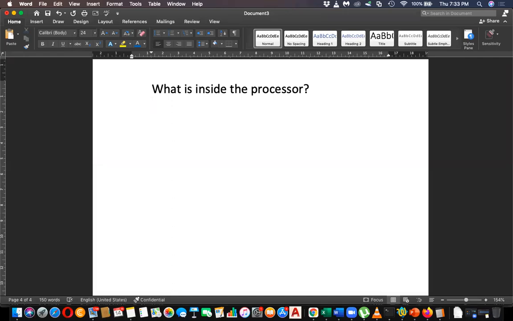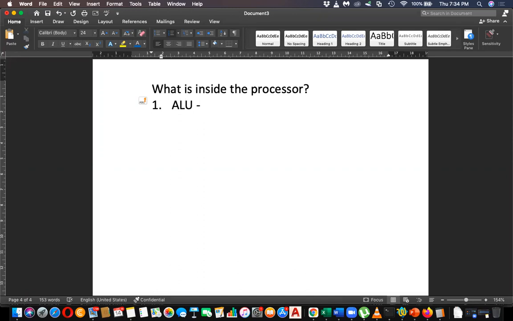The first component inside the processor is called ALU. Can anyone remember the name ALU? What do you mean by ALU? What is ALU? Arithmetic logical unit. Arithmetic and logical unit.